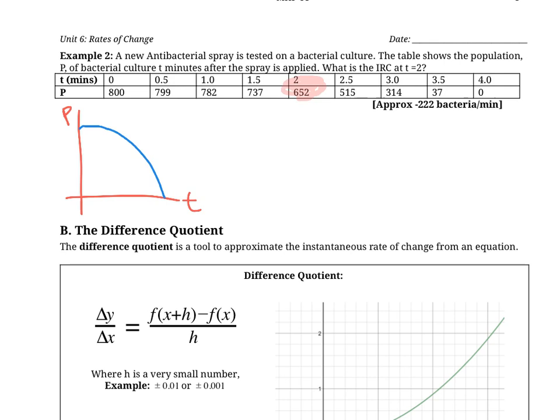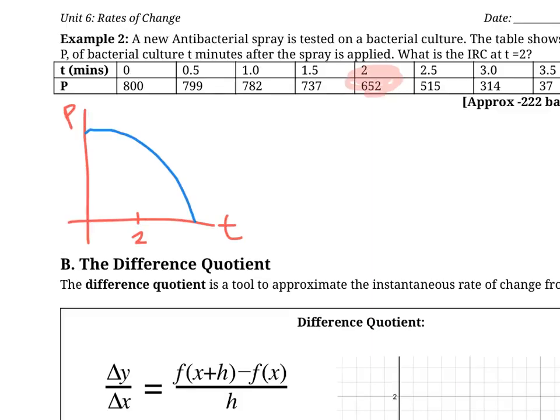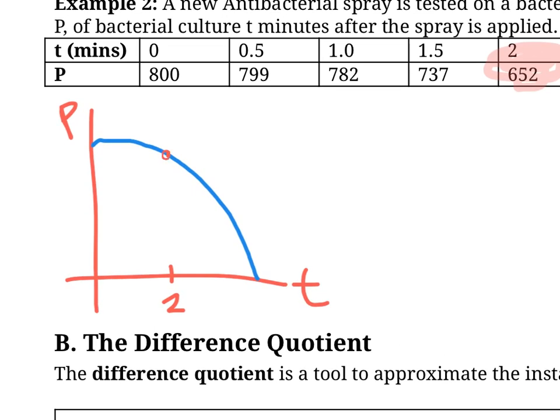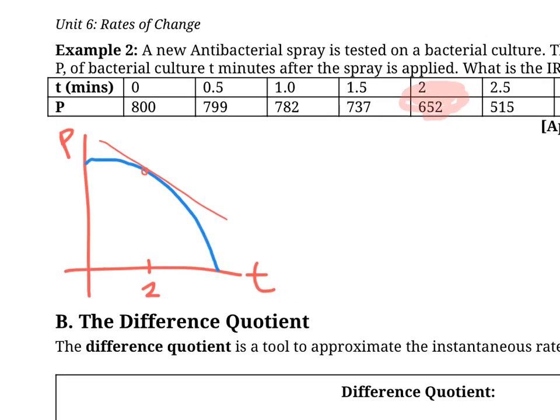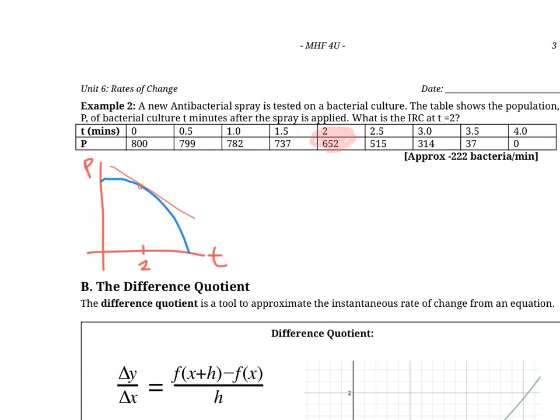And we're asked to approximate the population at 2. So if I just zoom in there, we're asked to find basically what the change in population is at 2. So we're looking basically for the slope of that tangent line, which I've just sketched there. Now, the problem is we don't have too much information about this. How are we going to go about approximating this?